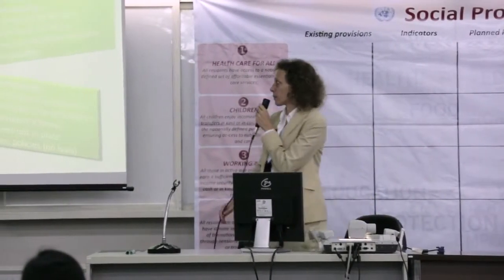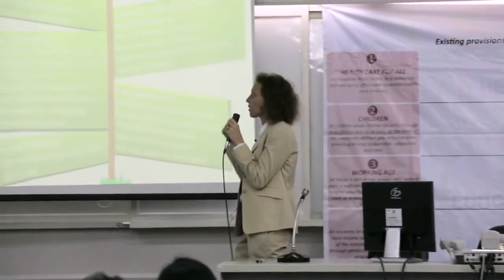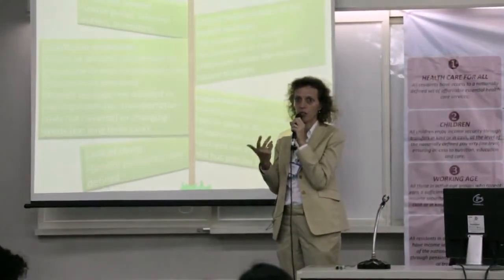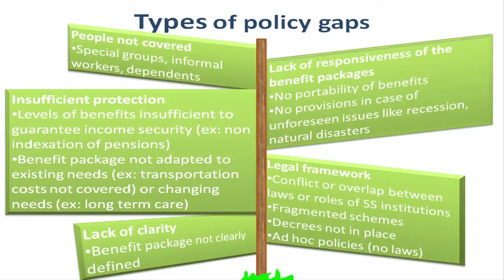So actually you can find many other policy gaps. These are just a few examples. For instance, if you have a share of the population which is not covered by the law, it's a policy gap, by all the different laws pertaining to social security. Very often, those who are not covered are informal workers, sometimes dependents as well, and some special vulnerable groups.